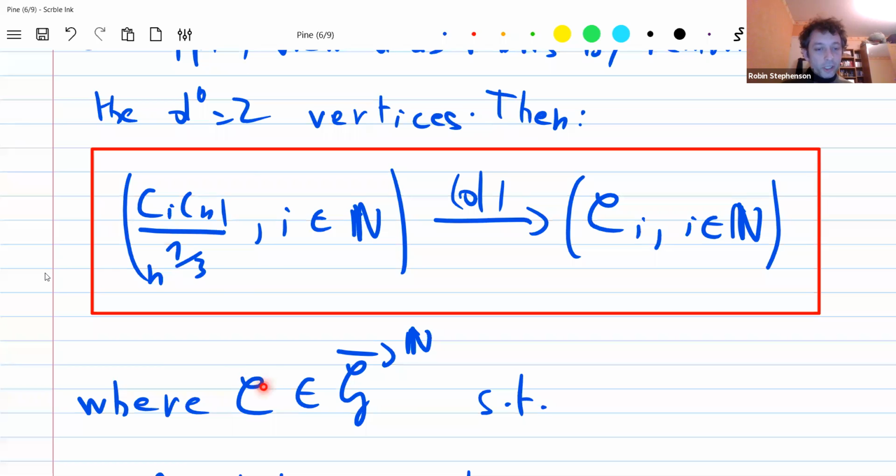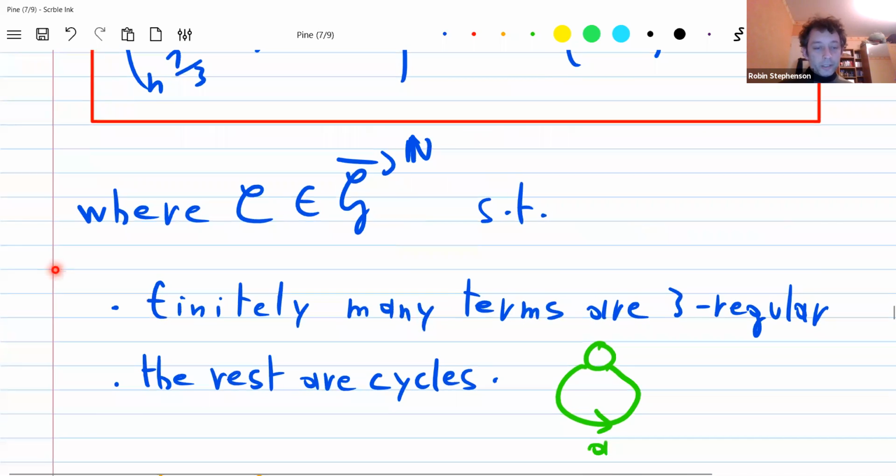And here the sequence of them is a sequence of elements of G, and it has plenty of interesting properties, but I'll tell you 2 things here. So it turns out that finitely many terms are just 3 regular multigraphs. Remember, we said we ended up with things of degree 3 quite naturally. And all the terms which are not 3 regular multigraphs are just cycles. A cycle is just one vertex and an edge from itself to itself. And that's our main result.